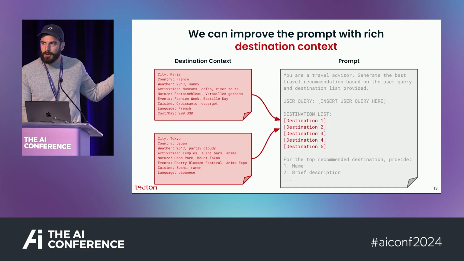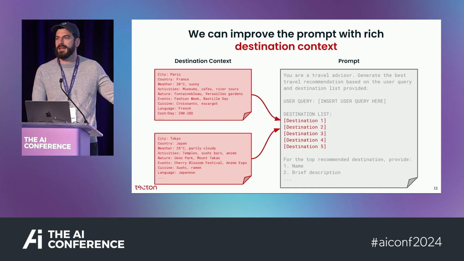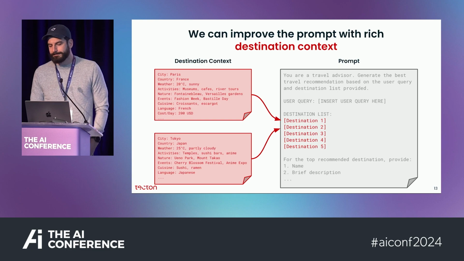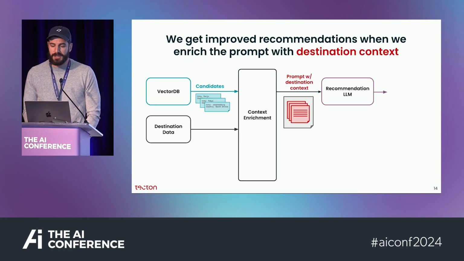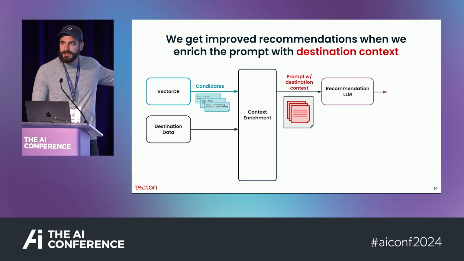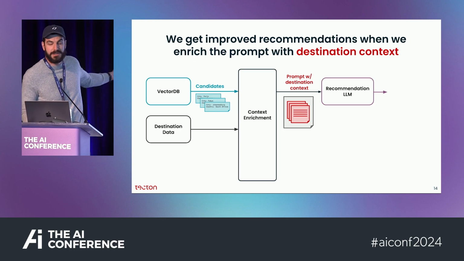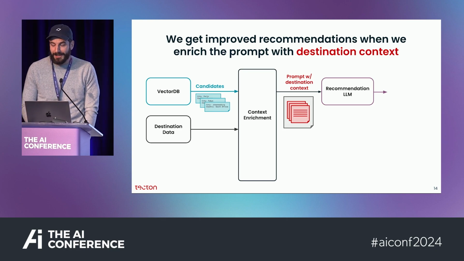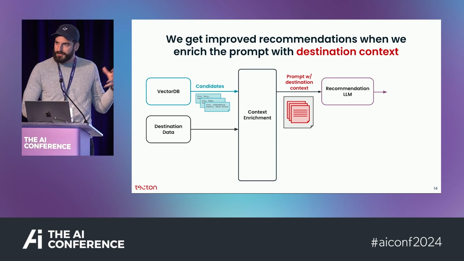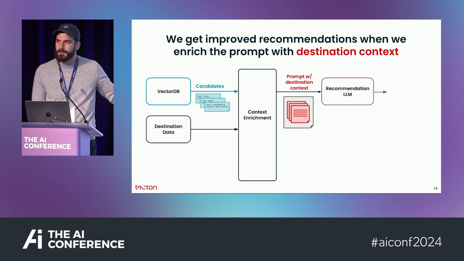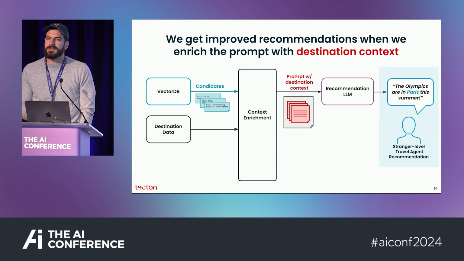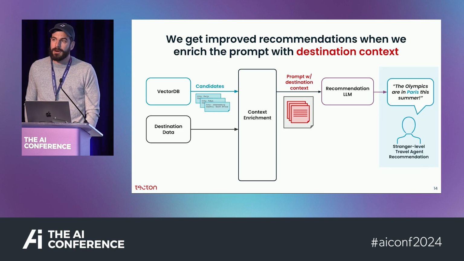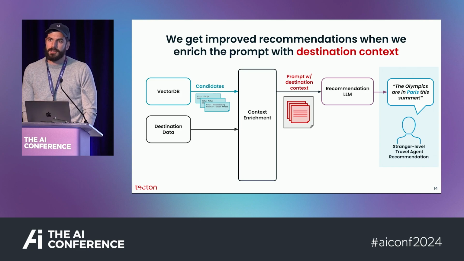But then we can take these more enriched candidates and pass them into the prompt in the same way, right? And then the model is going to be able to make a better recommendation. So we take these candidates, we connect to destination data, and we need some process to bring this data together, to join it, and then we have our prompt with these enriched candidates, this enriched context, and that allows the model to say, hey, you should go to Paris this summer, the Olympics are happening this summer, right?